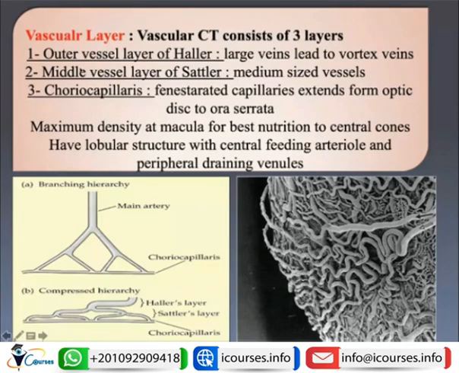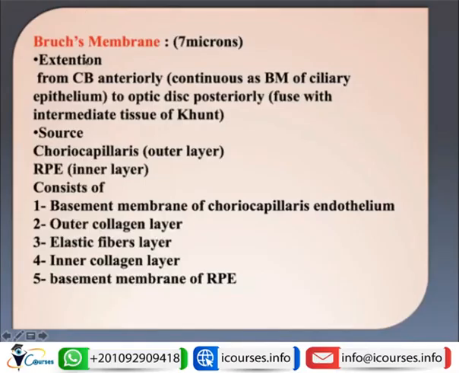To summarize, the middle vascular layer of the choroid is formed by 3 layers that decrease in size from outer to inner. The outer vessel layer is the largest, Haller. Remember Haller for Hulk, so Hulk is large. The middle vessel layer is Sattler; remember Sattler for small. So they are smaller than Haller. The choriocapillaris is the innermost layer, adherent to Bruch's membrane. Bruch's membrane is the innermost layer of the choroid.